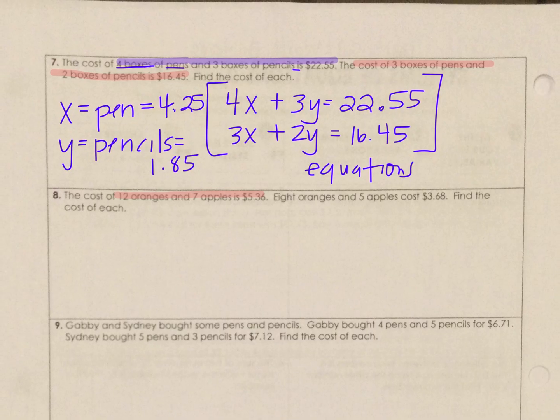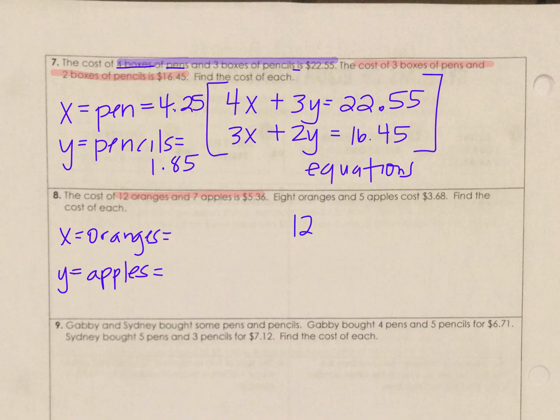All right. The cost of 12 oranges and 7 apples is $5.36. So we know our X's are going to be oranges, and our Y's are going to be apples. We're going to figure out what they cost later. So 12 oranges, so 12 X's plus 7 apples, 7Y, equals 5.36. That's my first equation.